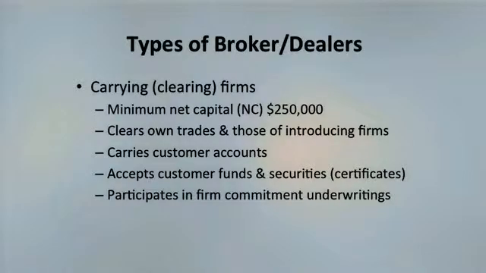Types of broker-dealers. The first broker-dealer we're going to look at is a clearing firm, also known as a carrying firm. Minimum net capital on the test for a clearing firm is $250,000. Now, this firm clears their own trades and those of introducing firms. They carry customer accounts, they accept customer funds and securities, certificates, and they can participate in a firm commitment underwriting in any capacity. This would be a very large broker-dealer.